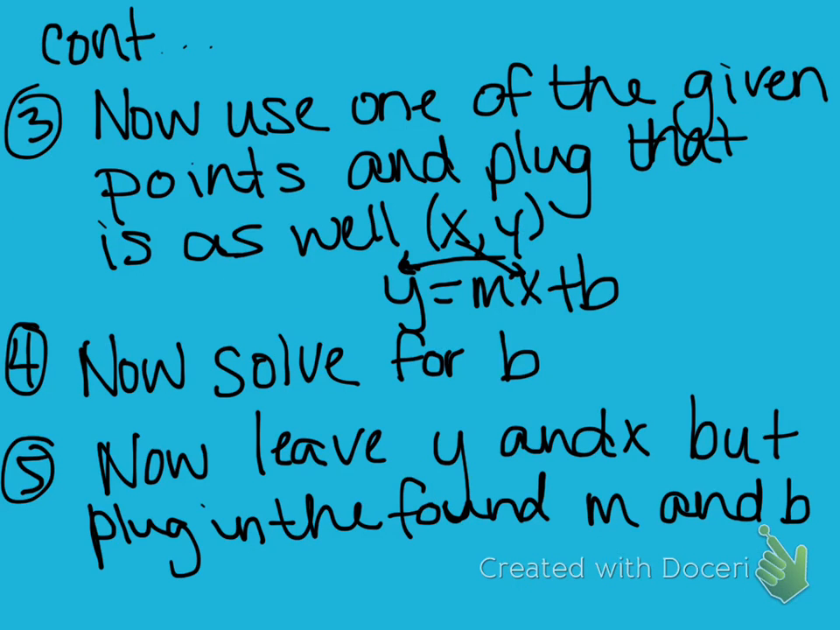Now, use one of the given points and plug that in to y equals mx plus b formula as well. So if you have x comma y, the y will go in for the y in the equation, and the x will go in for the x in the equation. Now, you have all of the information except for the b. So now we need to solve for the b. Once we solve for the b, we're going to leave the y and the x out, and we're going to plug in the found m, or slope, and the found b, or y-intercept.